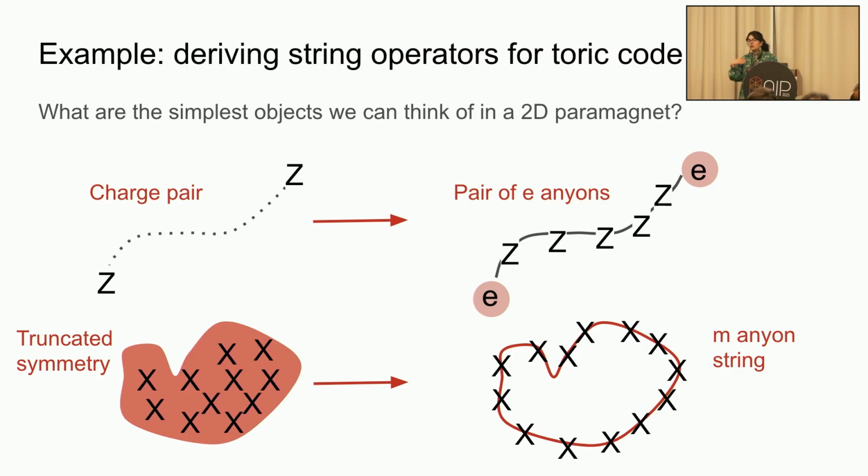I can also think, okay, something else simple I can do to my paramagnet is, instead of applying the global symmetry of X everywhere that I know I have, let me just apply X in some small patch. Well, on the paramagnet, this is trivial, but if I push it through the Kramers-Wannier map, I get just X's on the boundary. And this is a closed M anyon string, which is also a stabilizer of the toric code. So I see that there's a nice mapping between charges and symmetry membranes on one side of the map and the anyonic excitations of the topological order on the other.